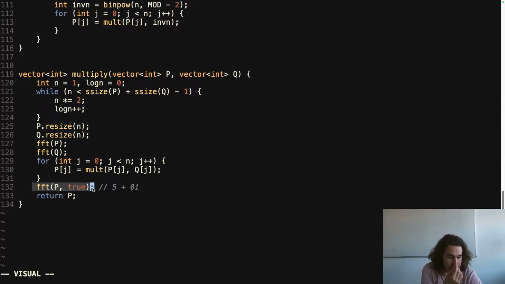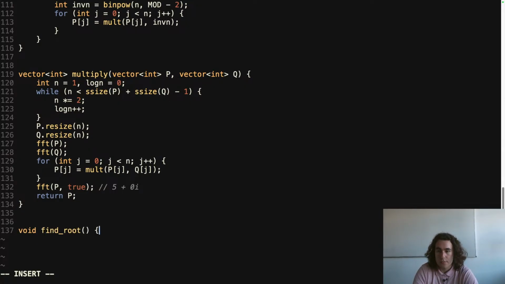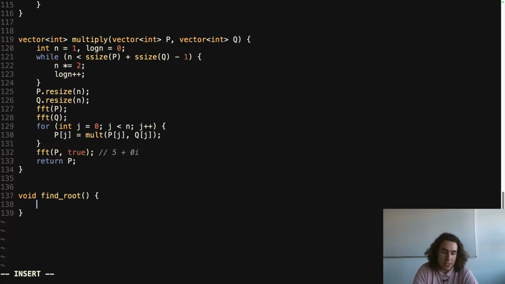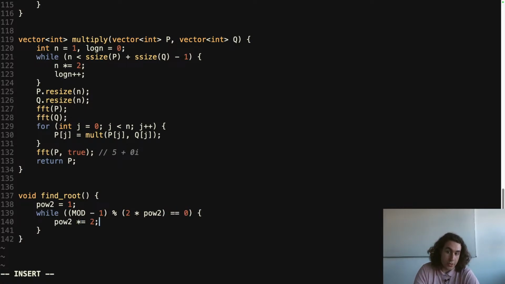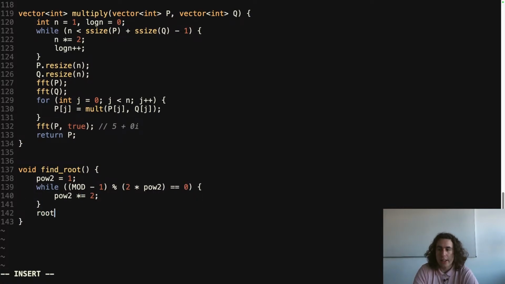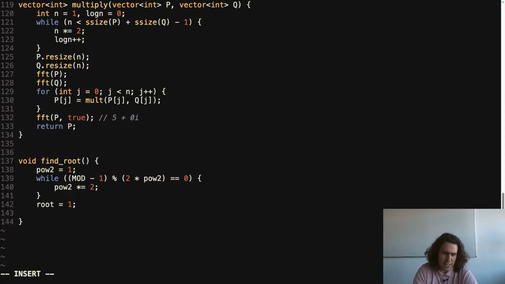Great. I guess the last part that I didn't talk about is finding the root, right? Let's find the root. So void find root. We first find the largest power of 2 that goes into our modulo. So while modulo minus 1 is divisible by the next power of 2, I multiply by 2, and now I just find my root. I find my root just by a brute force search.